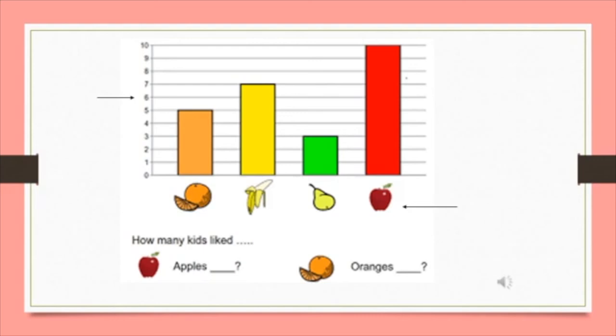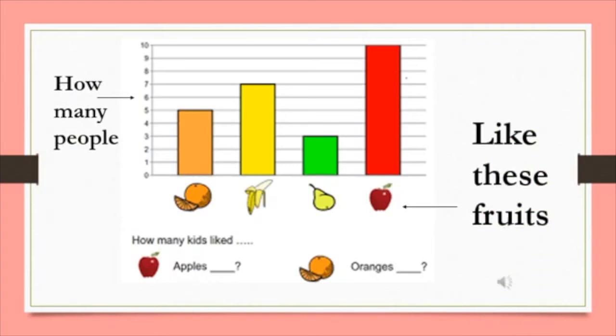Remember I told you that graphs give information? Well, that's exactly what's happening here. This graph is giving information about how many people like each fruit. Let us draw some more conclusions to see how many people like other fruits.